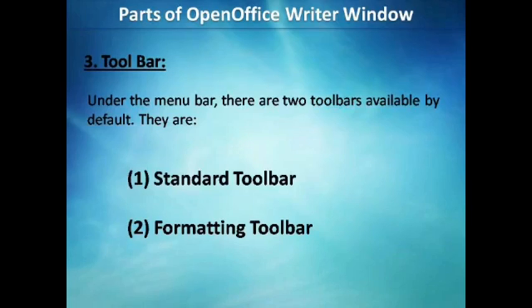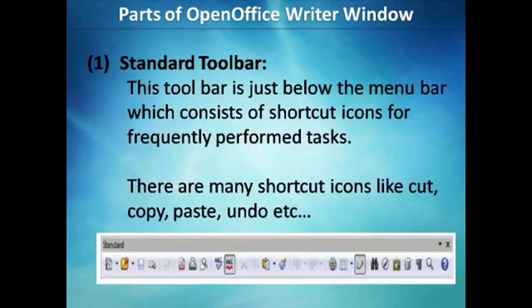The next part of the OpenOffice Writer window is the toolbar. The toolbar is placed below the menu bar. There are two toolbars available in OpenOffice Writer. They are the standard toolbar and the formatting toolbar. First one is the standard toolbar. This toolbar is just below the menu bar and it consists of some shortcut icons for frequently performed tasks.